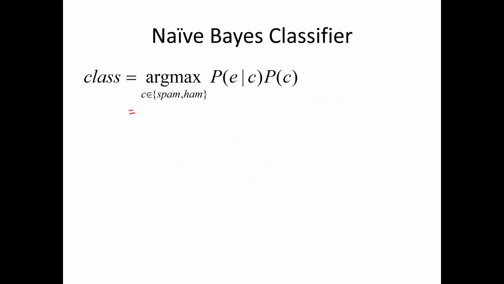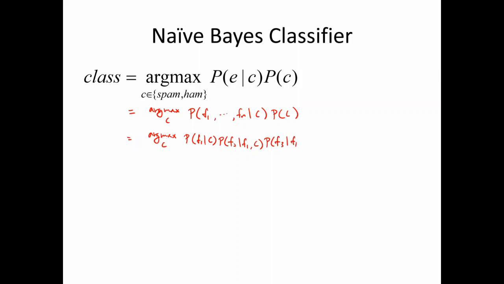Then we represent E using a bunch of features, say F1 through Fn. We now have argmax of P of F1 through Fn given C, times P of C, which is the same as argmax over C of P of F1 given C times P of F2 given F1 and C times P of F3 given F1 and F2 and C, and so on, and P of C. And that's using the chain rule.